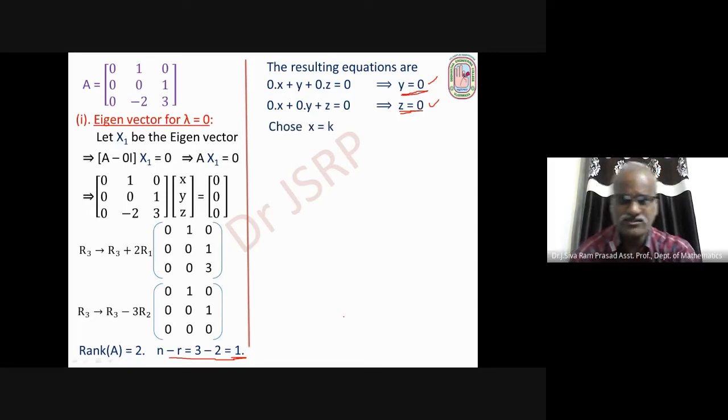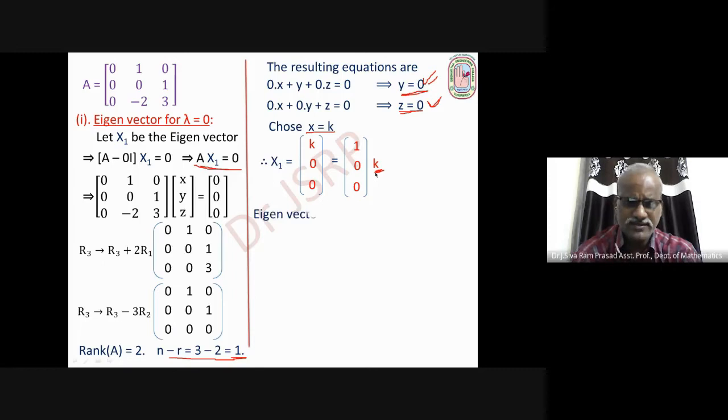Okay. So choose x equal k. Since y and z are fixed values, 0 and 0, we have to choose the other variable x as arbitrary constant. Okay. So therefore, capital X1 equals x is k, y is 0, z is 0. Take k common here. So that is 1, 0, 0 into k. Okay. So this is the solution for this homogeneous system. From this you write the eigenvector. Take in particular k equal to 1, then the eigenvector becomes 1, 0, 0.